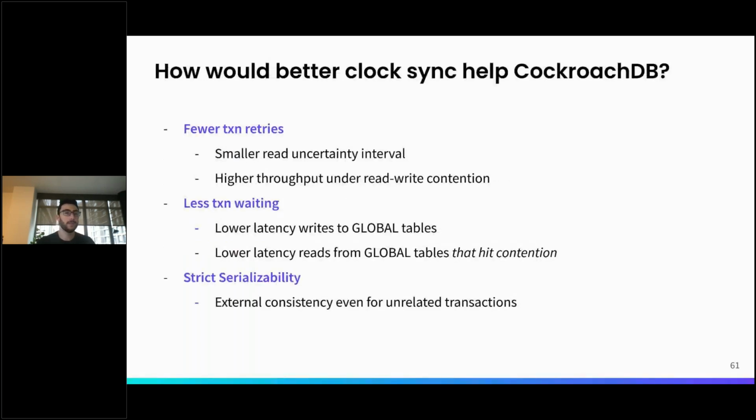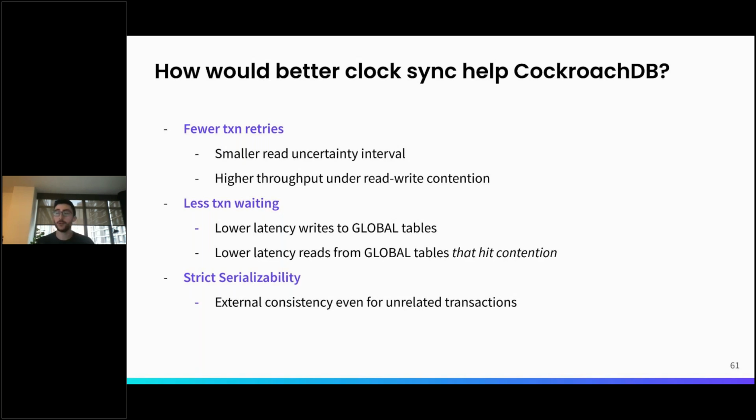So let's recap. Would better clock sync help CockroachDB? Well, the answer is absolutely. Cockroach relies on clocks, and the tighter the clock synchronization, the better CockroachDB is to run. The long answer is that things are a little more subtle. Better clock synchronization would lead to a few major improvements. The first is fewer transaction retries.